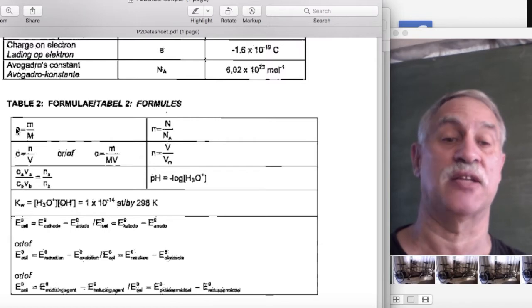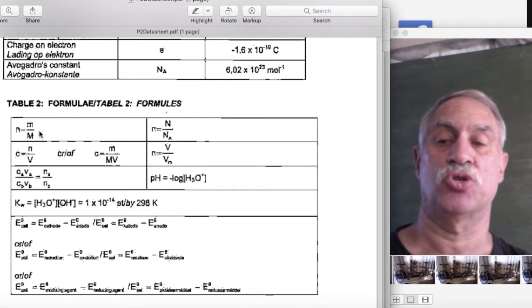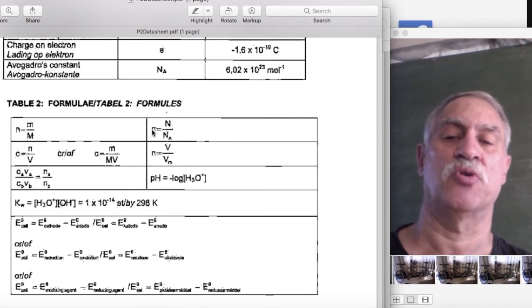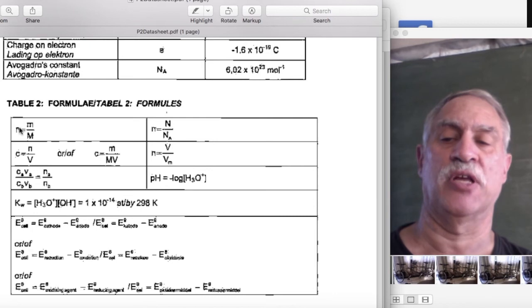If we count double the number of atoms, 2 times that, we're going to get 2 times n, or 2 moles of it. Now, here is a formula. Number of moles is number of particles over Avogadro's number. So if we've got twice Avogadro's number divided by Avogadro's number, we're going to get 2 moles. Now have a look at this formula here. Number of moles is mass over molar mass.